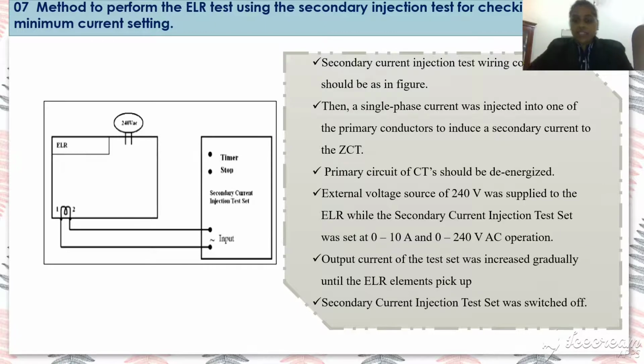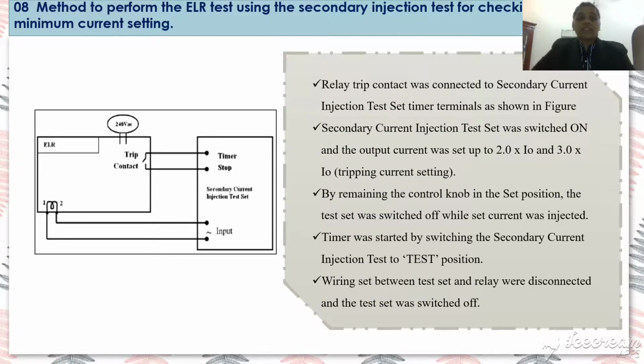So, last but not least, let's see the method to perform the E-alert test using the secondary injection test set for checking the minimum operating settings. Firstly, a relay trip contact was connected to the secondary current injection test set timer terminals as shown in this figure. Then, the test set was switched on and the output current was set to 2.0 times I/O and 3.0 times I/O, which are the tripping current settings.